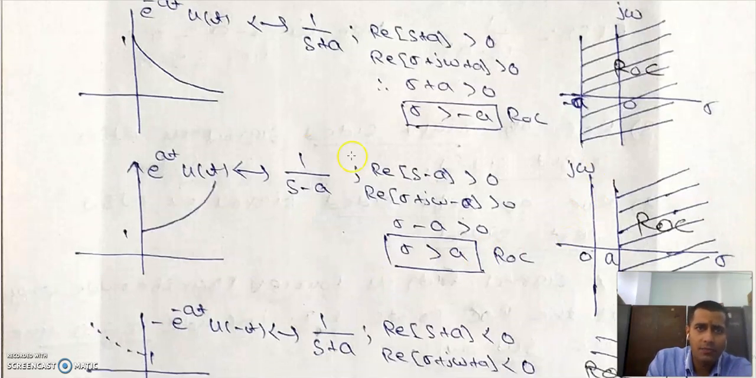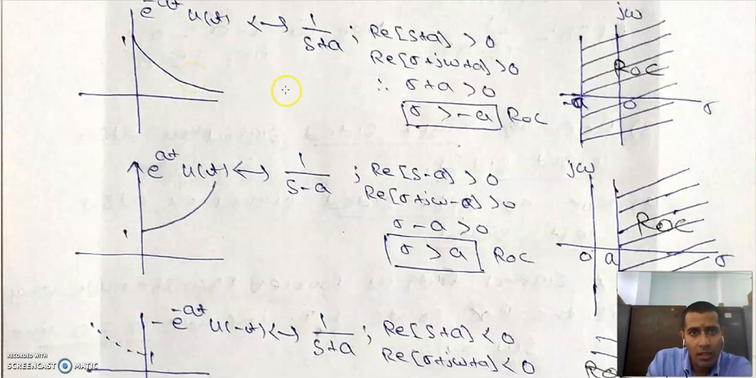Now see the difference and similarity in these. It is a right sided signal, so the ROC is right sided. This is also right sided, so the ROC is right sided. But in this case we can find the Fourier transform because its area is less than infinite, and for this one its area is not less than infinite. So it is not Fourier transformable, but this one is Fourier transformable.